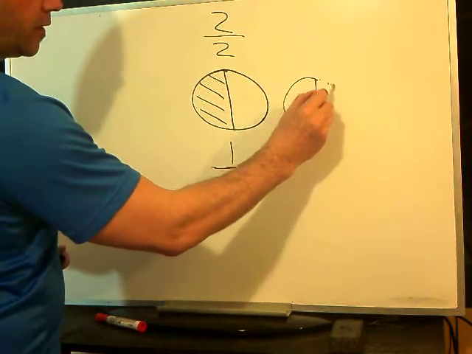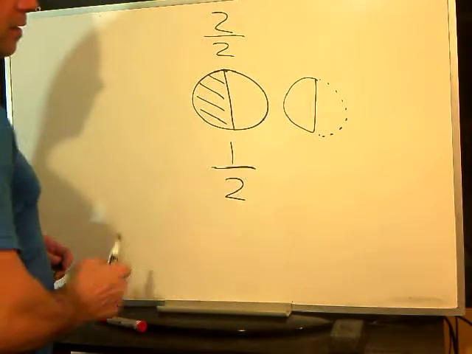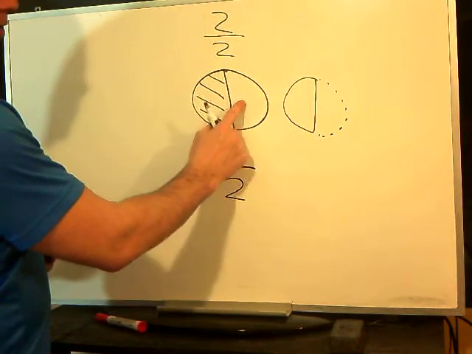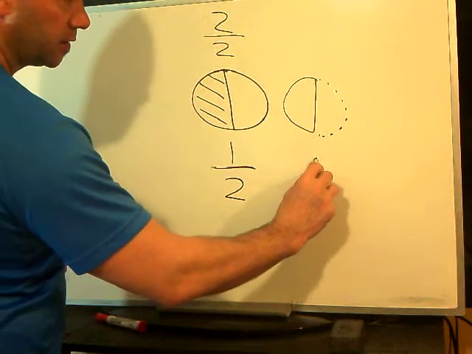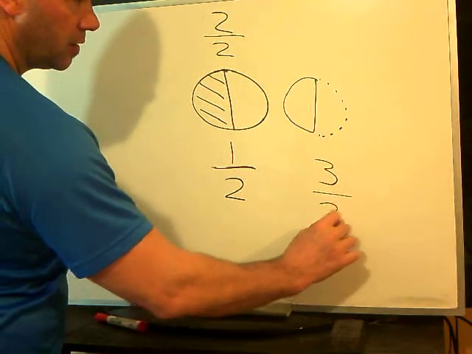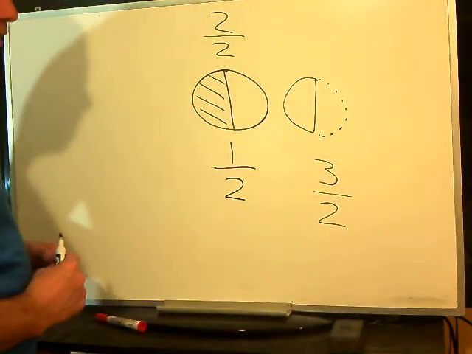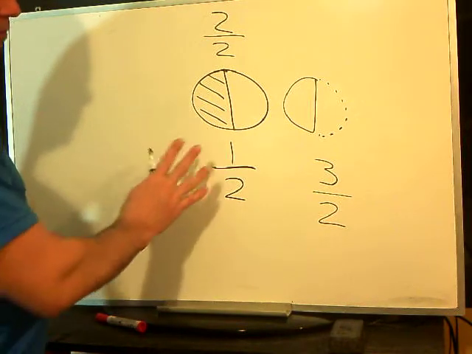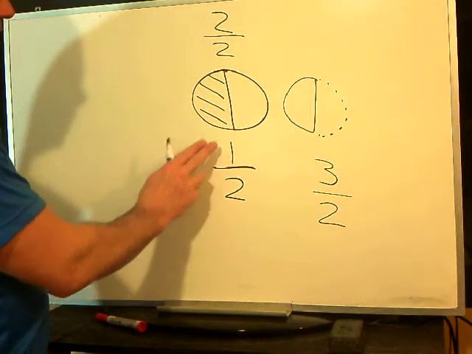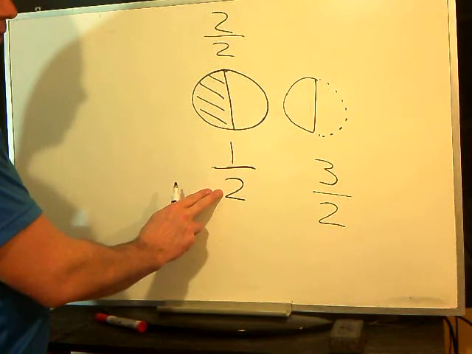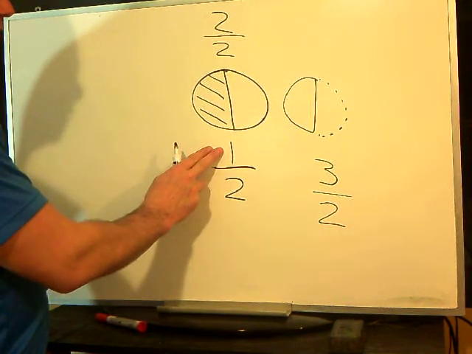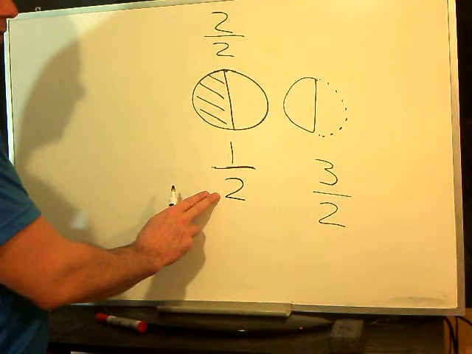So if I have 1, 2, 3 halves, then I would write it like this: 3 over 2, 3 halves. This one is a proper fraction because the top number is smaller than the bottom number. This is called the numerator. This is called the denominator.